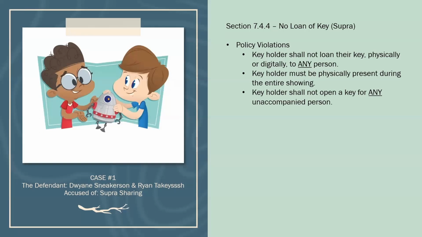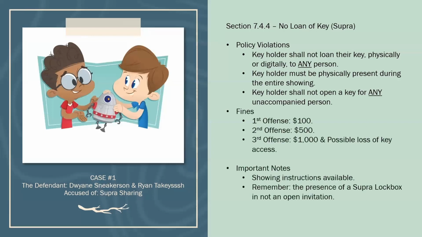A key holder must be physically present during the entire showing. Again, if someone lets you into the house because your key is not working for whatever reason, that person must stay on the property during the entire showing. The key holder shall not open any key for an unaccompanied person. So if someone's coming in, hey, do you mind if we look at this house? And you just go beep, beep, and you're done. That will not work. That will be a violation as well.